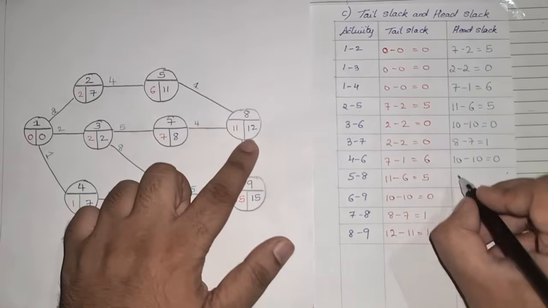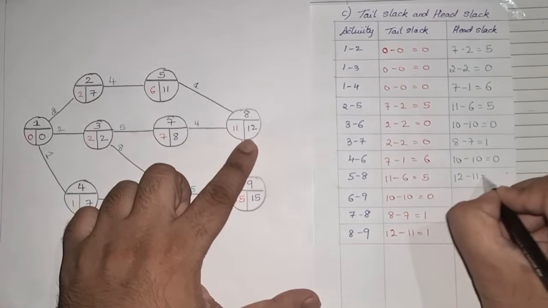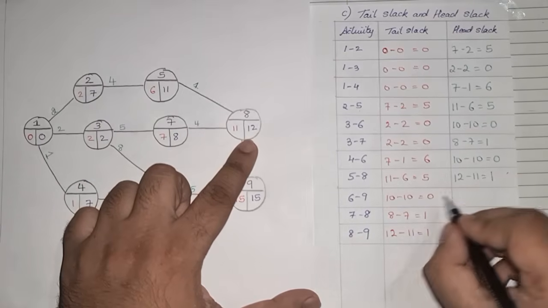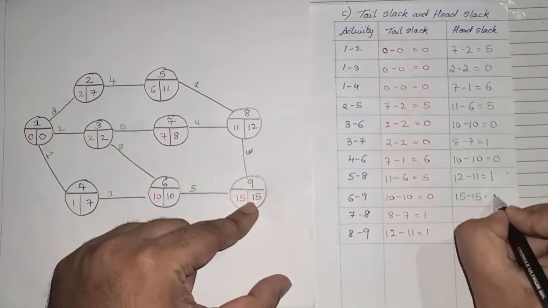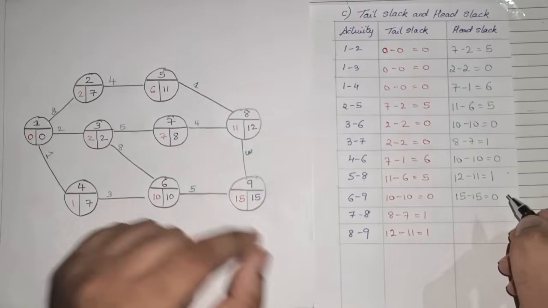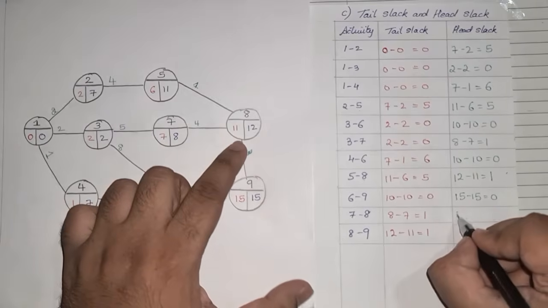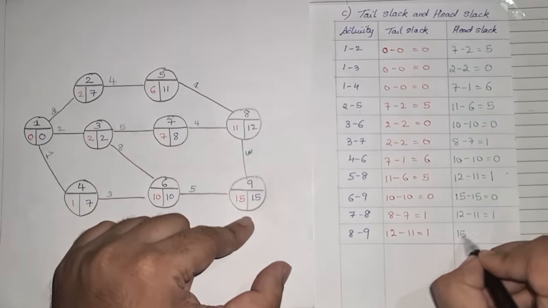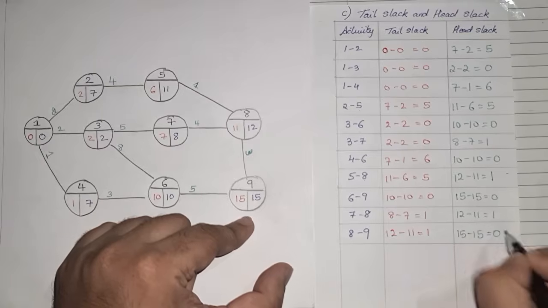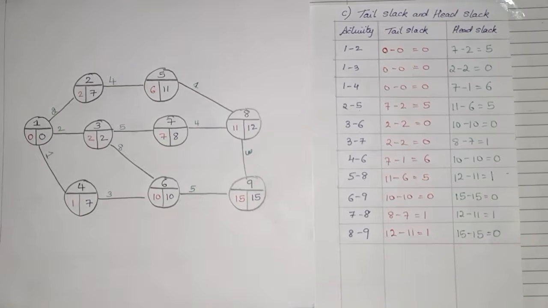We have 8, 12 minus 11, which is 1. 9, which is 15 minus 15, which is 0. We have 8 again, so that will be 12 minus 11, which is 1. And lastly 9, 15 minus 15, which is equal to 0.